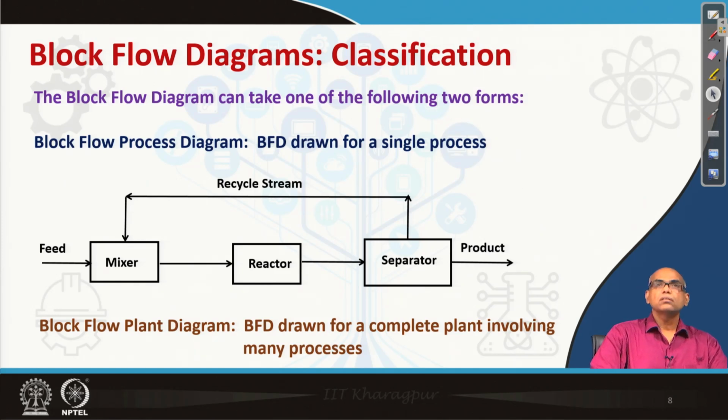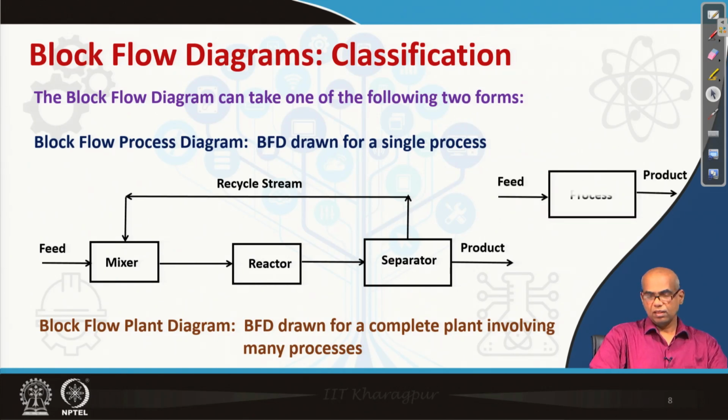What you see is a block diagram for a process with recycle. So, there is a mixer, reactor and separator, each being represented by separate blocks. We can also use a single block to represent the entire process. So, feed goes into the process, product comes out of the process.